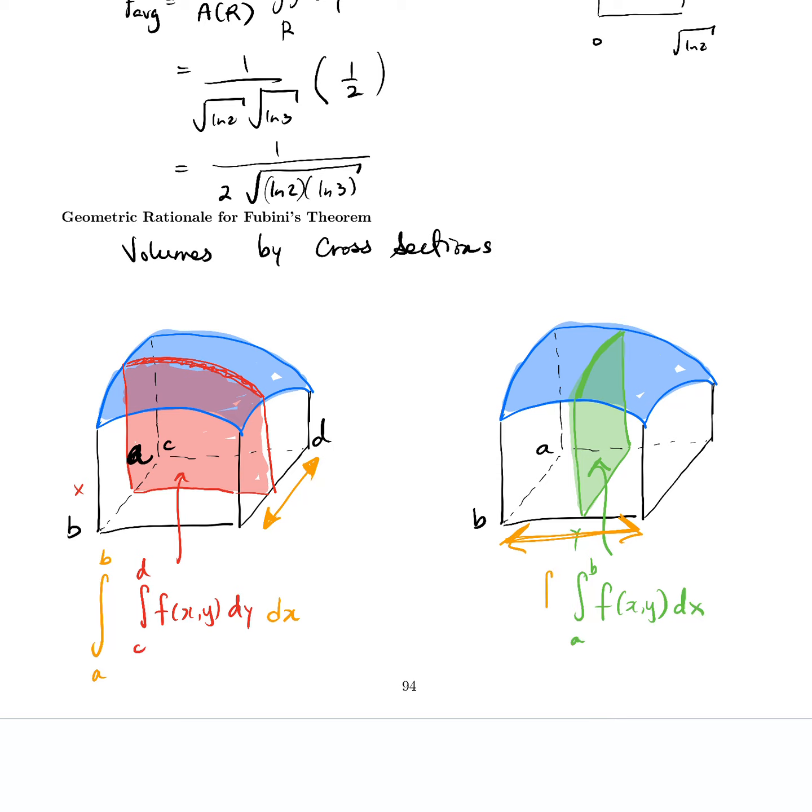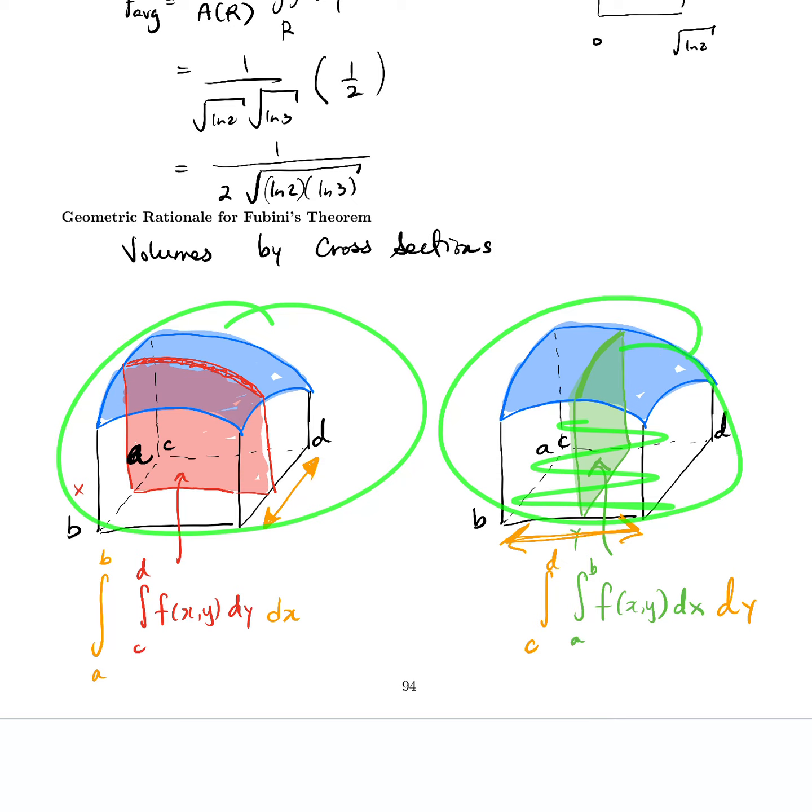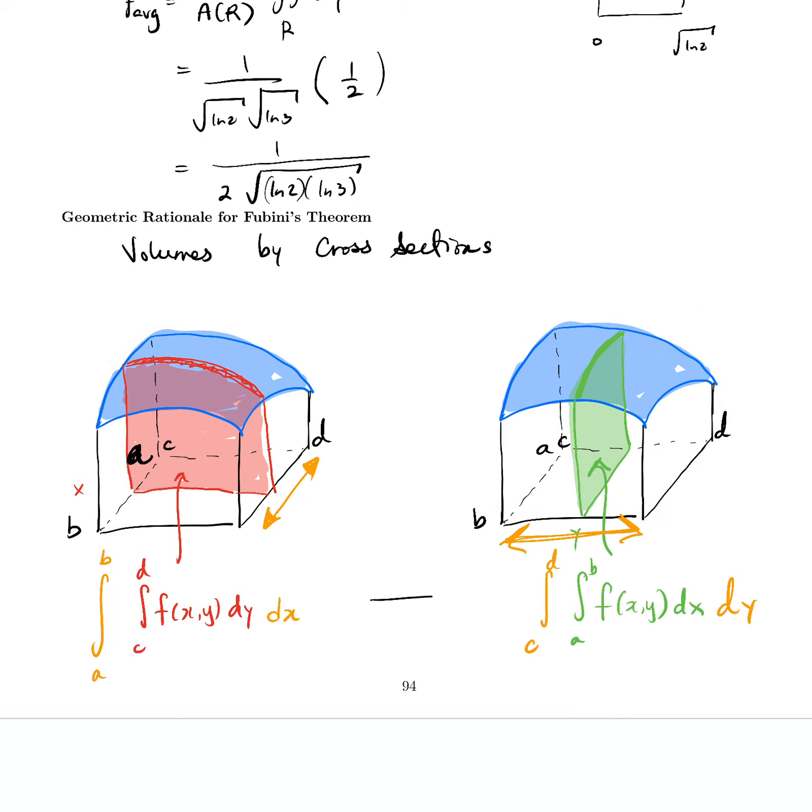But of course, to get the volume, you want to have the cross sections all added up in the y direction. So you would also integrate from c to d in the y direction. You'd add up all those infinitesimally small cross sections, integrating in the y direction, and you would get, again, the volume. And if this is the same surface and the same volume and everything is continuous, Fubini's theorem says that these things are equal. And so there's the geometric rationale of why the iterated integral works, and why it works in either direction, to give you the double integral over a rectangle of a function f of x, y dA.